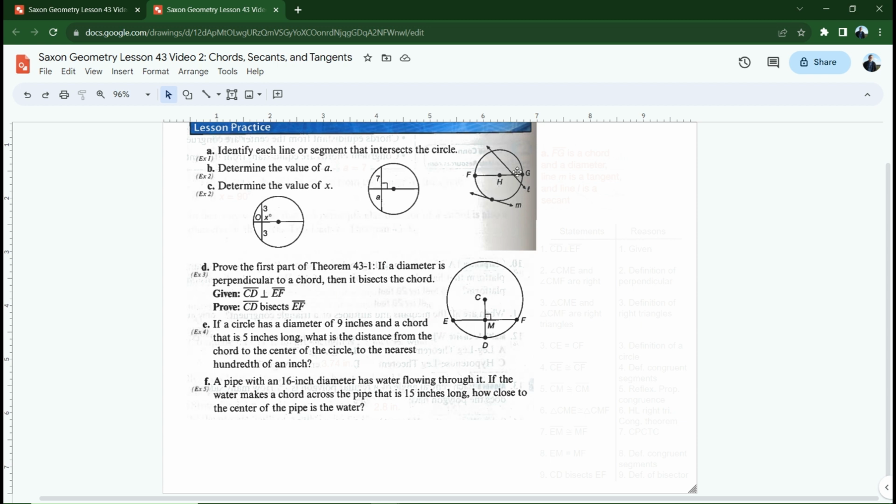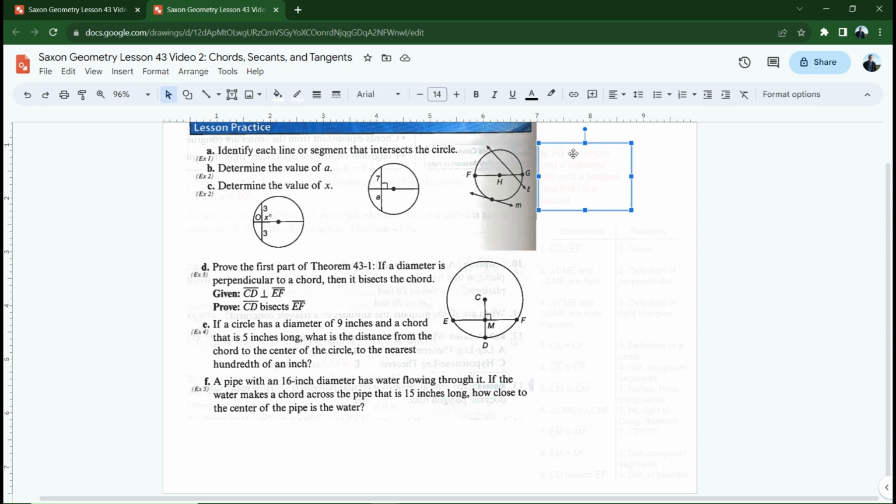Letter L is a secant because it is a line, so it can't be just a chord anymore. It's an entire line that intersects the circle at 2 points. M is a tangent because it only intersects the circle at just barely 1 point. It just barely kisses the edge. And then this point here is not labeled, but it is the point of tangency. We don't have to identify it because it doesn't have a letter label, but I'm just going to say this is the point of tangency for line M and circle H.